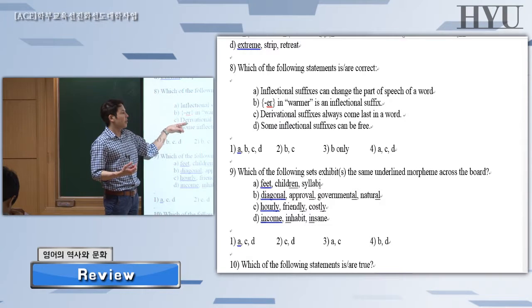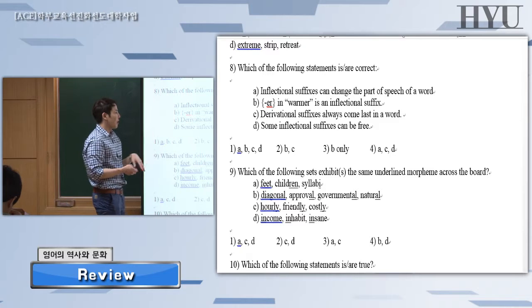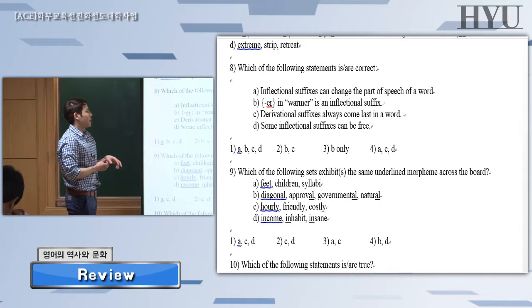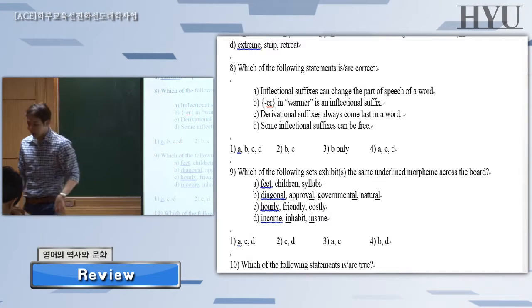Number C, derivational suffixes always come last in a word. Not correct. An inflectional suffix does. C is not correct. Number D, some inflectional suffixes can be free. Cannot. All inflectional suffixes are bound. So only B is correct, so 3 only.